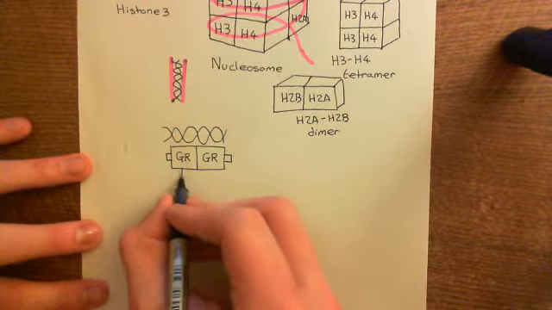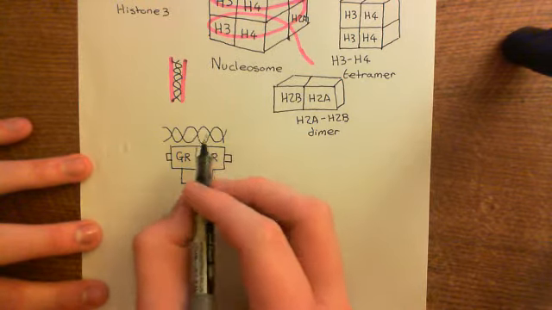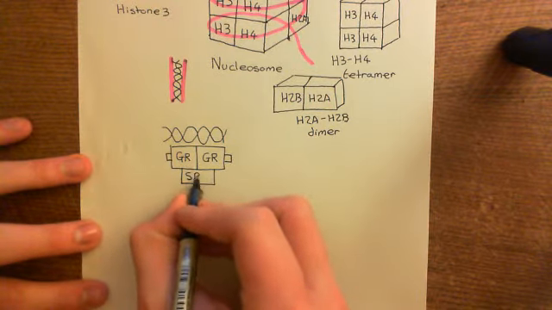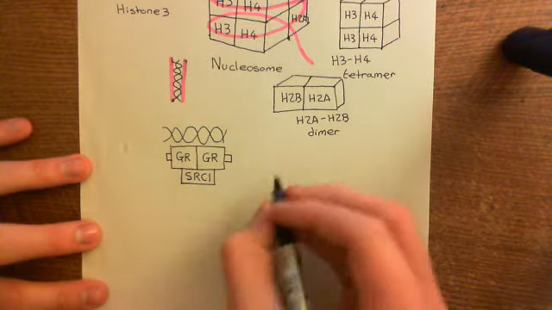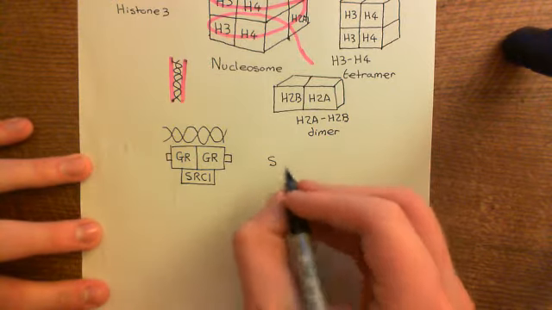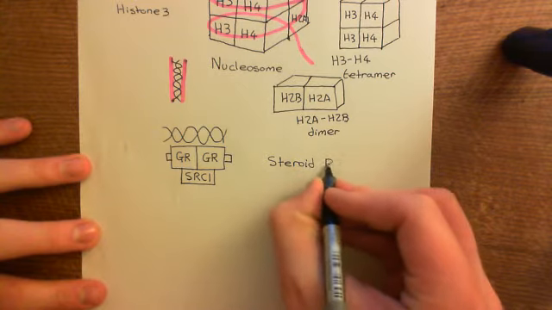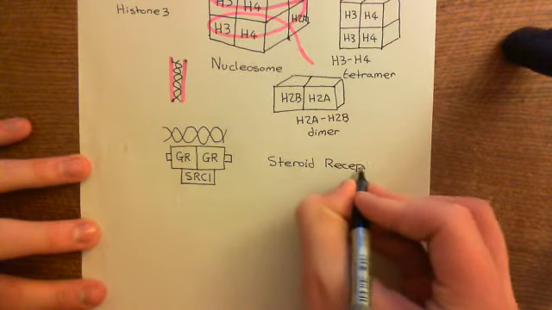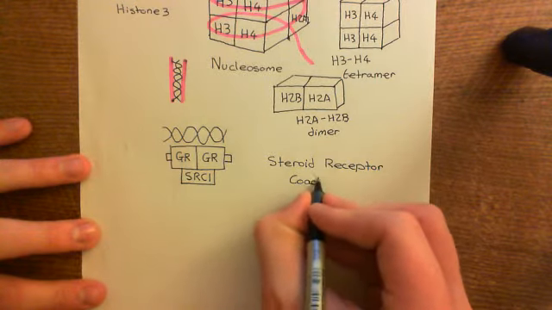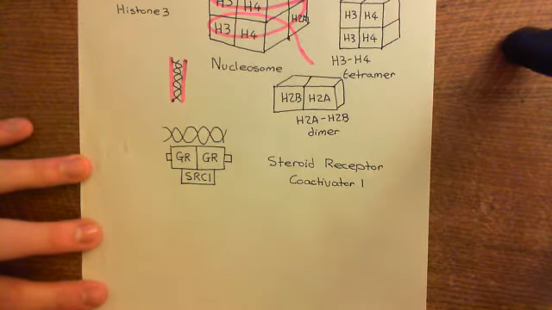Now, another protein is going to come and bind to this glucocorticoid receptor dimer once it has bound to the DNA. This protein is known as SRC1, and SRC1 stands for steroid receptor coactivator 1. So the S is for steroid, the R is for receptor, the C is for coactivator, and the 1 is just for 1. So this is the steroid receptor coactivator 1.